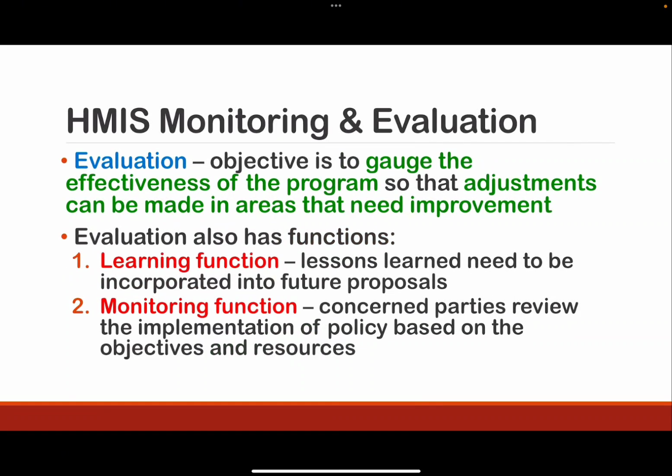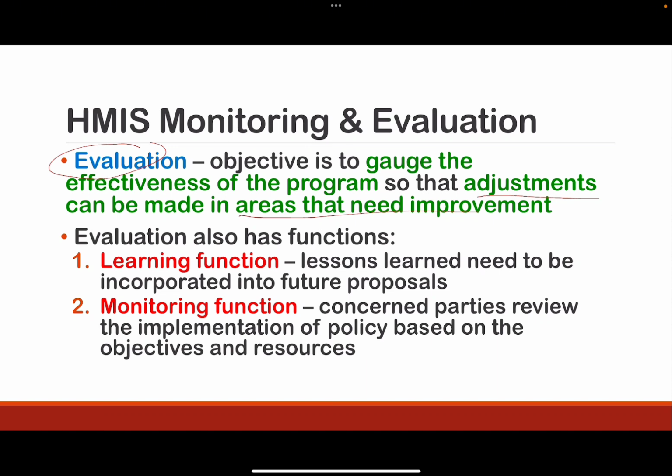So, the objective, in short, the goal of our evaluation is to gauge the effectiveness of the program. So, in evaluation you will see if your health program is effective. Because if not, you can make adjustments in areas that need improvement.